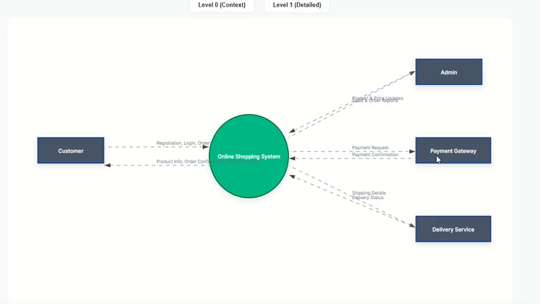Next, our next external entity is payment gateway. So the payment gateway is an external service that securely processes online payments such as Stripe, PayPal, and any other payment gateway. So also, the payment gateway will return to the system to give the payment confirmations if the payment has succeeded or not. Number 4 will be our delivery service. So the delivery service handles the shipment of the products to the customer.